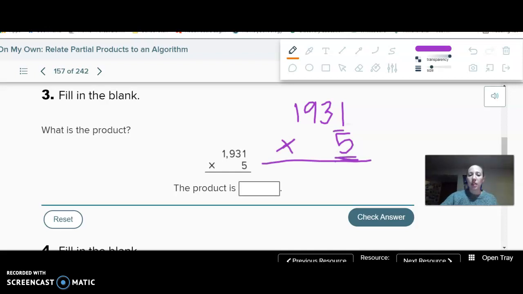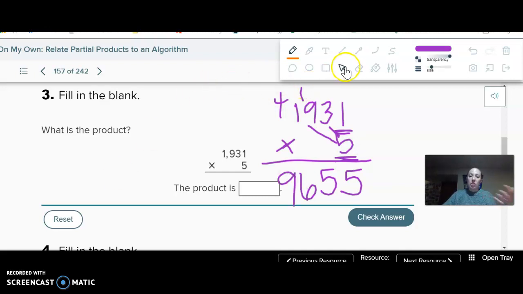So I have 5 times 1 is 5. 5 times 3 is 15. Notice I write it over the next digit. I just used the 3, so I write it over the 9. 5 times 9 is 45, plus 1 is 46. 5 times 1 is 5, plus 4 is 9. So notice as my top factor gets longer, my answer gets longer, right? That makes sense.